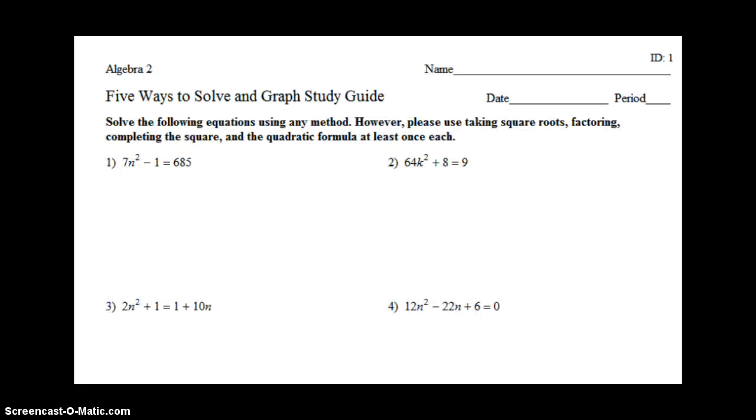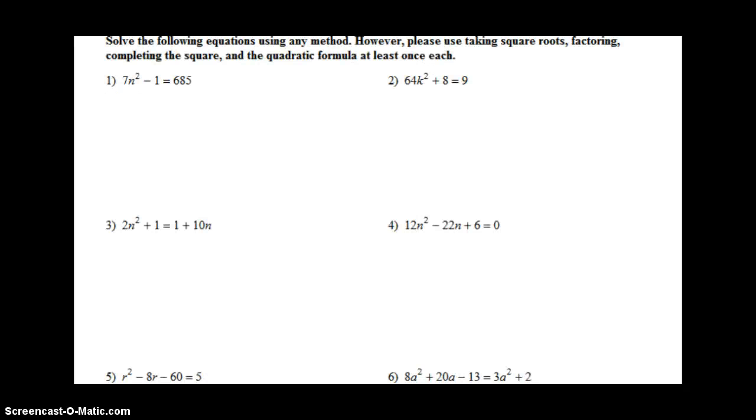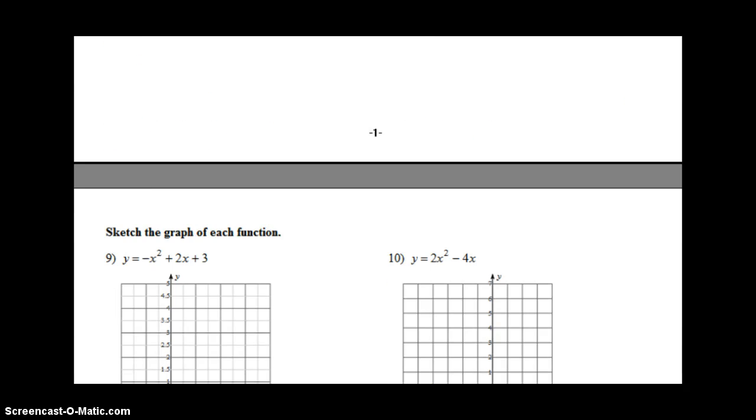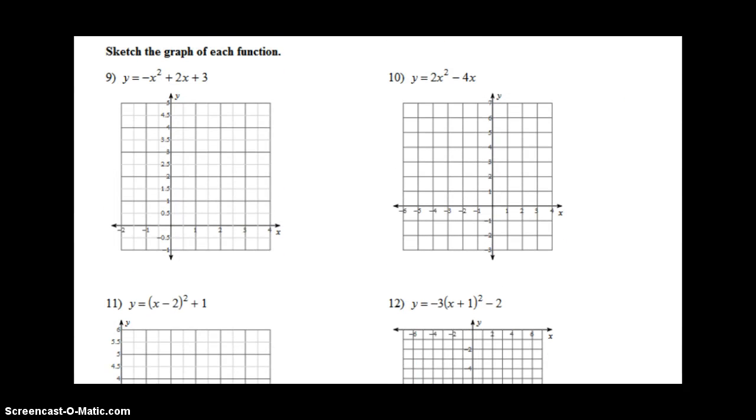The second thing I'm going to ask you to do today is to complete this worksheet, 5 ways to solve and graph study guide. We're going to have a quiz next time on the different methods of solving a quadratic equation and also graphing. So I just want to skip down to the back side to question 9. So make sure you have this, and if you don't, pass it out now, and let's take a look.